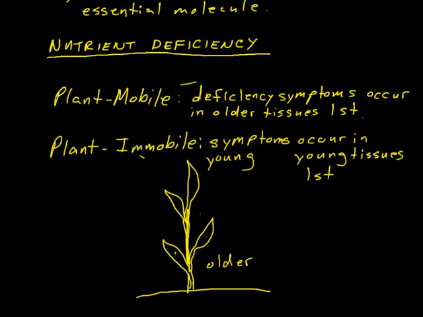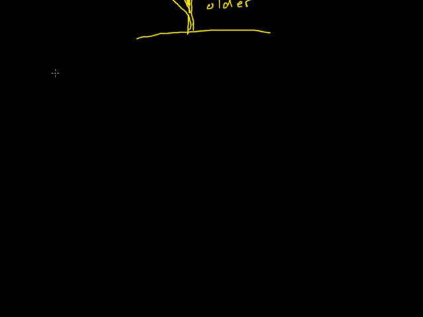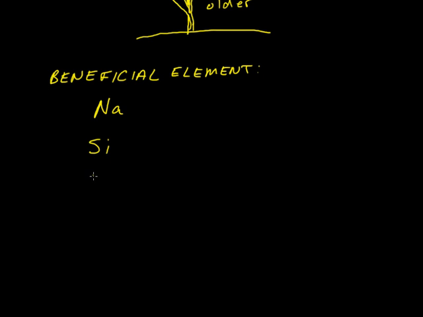To wrap it up, let's talk about the case of elements that are not essential to all plants, but that may be beneficial to certain plant species. And we call these beneficial elements. A beneficial element will not, in and of itself, prevent a plant from completing its life cycle if it's not present in great enough supply, but they typically will enhance a plant's ability to survive by somehow making them more competitive. And some examples of that are sodium, silica, and cobalt.